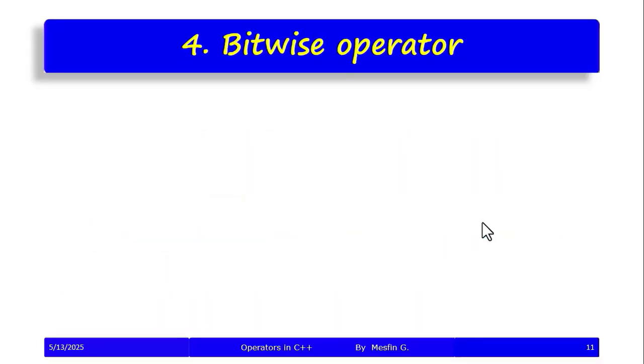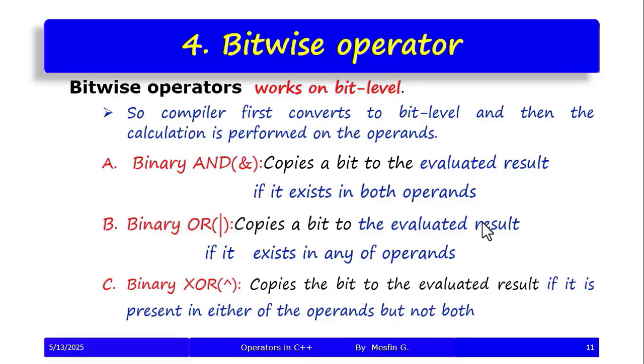The next classification of operator is the bitwise operator. A bitwise operator works on bit level. So the compiler first converts the given number into binary digits and then performs the required operation. Binary AND copies a bit to the result if it exists in both operands. That means if both bits are 1 and 1, then it returns a value 1, else it returns 0.